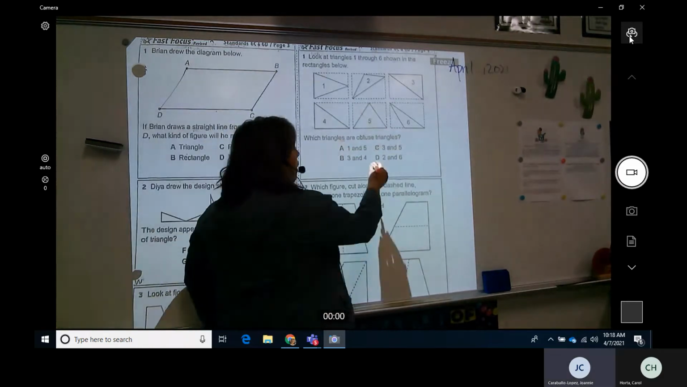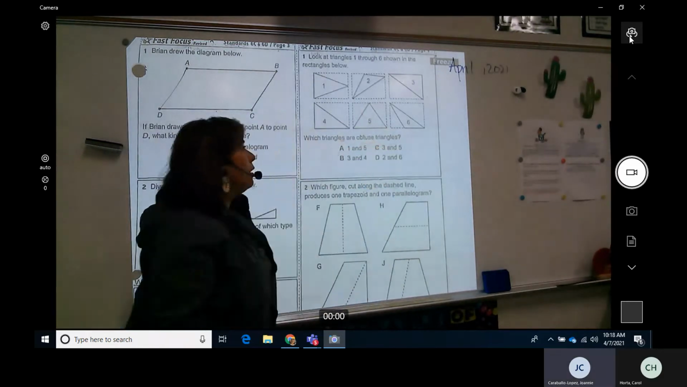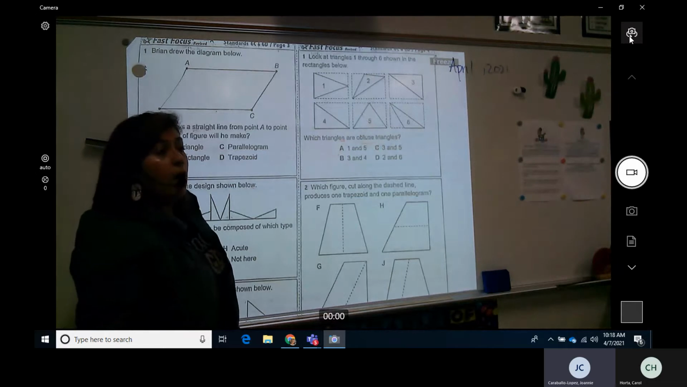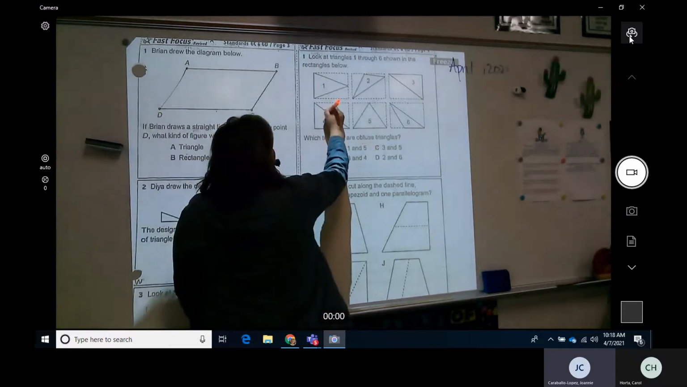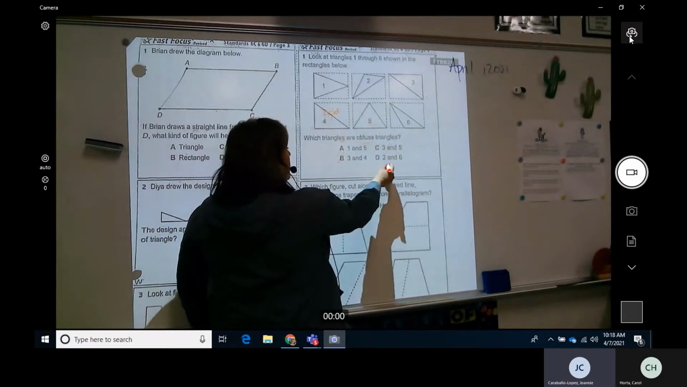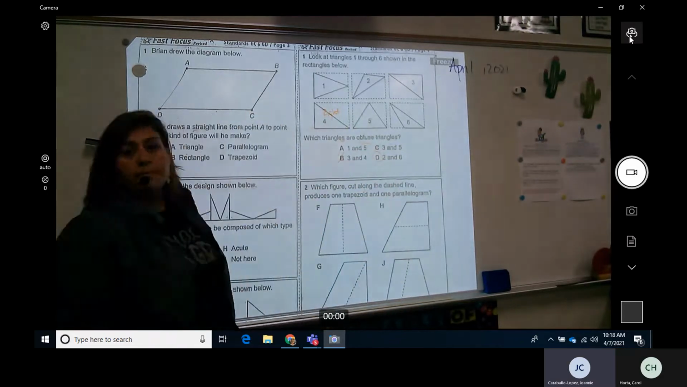So now I only have B and D, and I'm looking for obtuse. What kind of triangle is number 4? A right triangle, right? So I can write right here so I won't get confused. Which eliminates which answer? B. My answer is D.